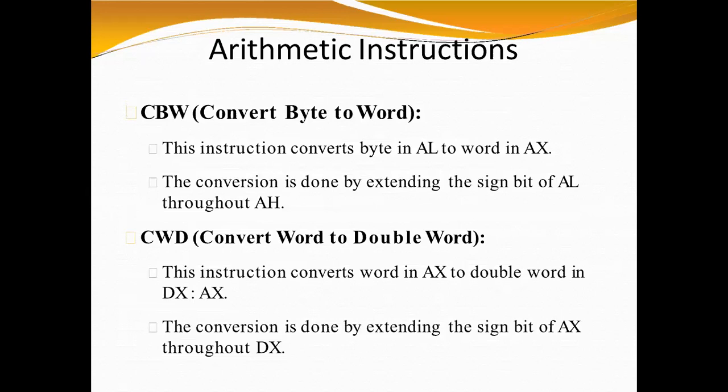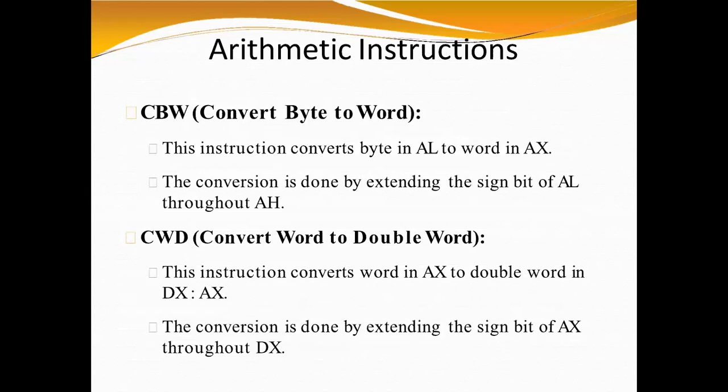CBW is used to fill the upper byte of the word with copies of the sign bit of the lower byte. It converts the byte in AL to a word in AX. The conversion is done by extending the sign bit of AL through AH.